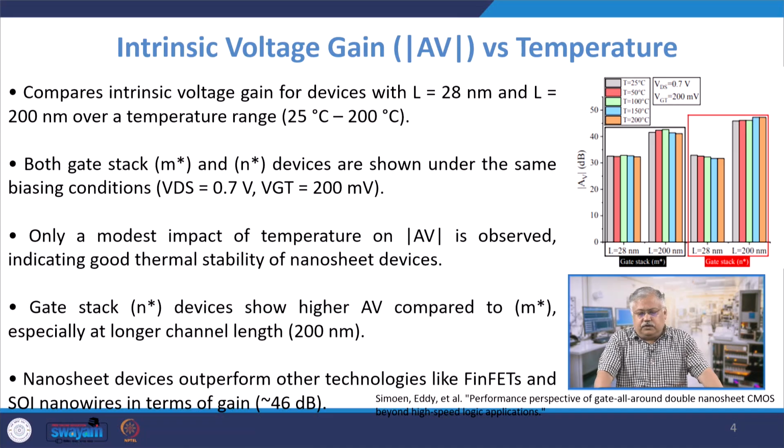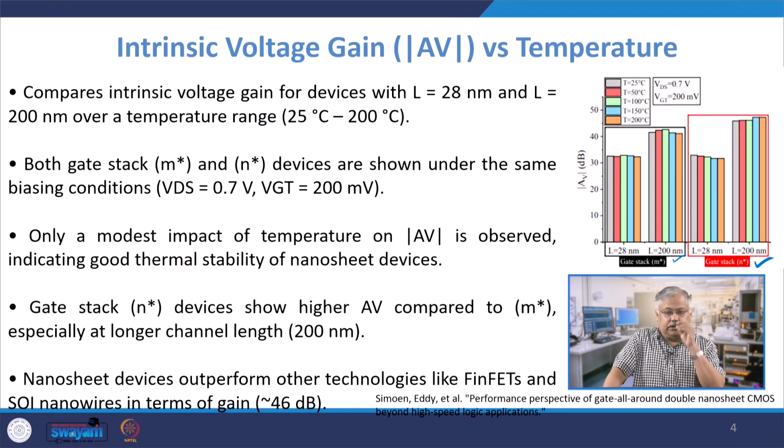Now, we will do the same thing for intrinsic voltage gain, AV, versus temperature. On the left hand side, this is for stack M star and this is for N star. In both cases, for a larger channel length, your gain is obviously larger. But what we have seen interestingly is that somewhere around T equals 300 or 100 Kelvin in the M star case, the gain is maximum. Whereas in the second case, when you are using gate stack N star, typically for lower channel length, the gain is maximum at 25 degrees centigrade.